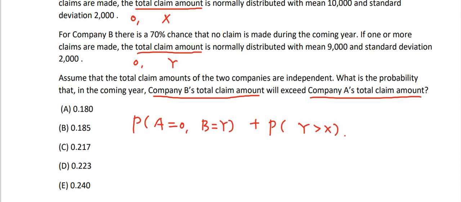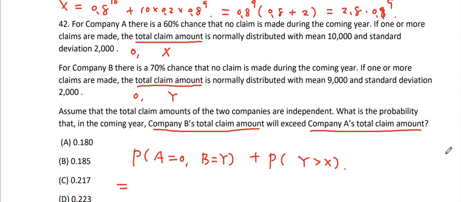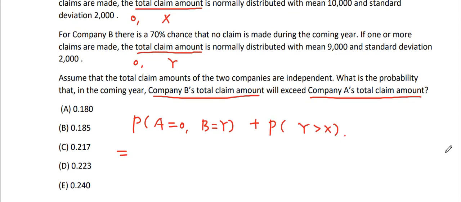So here A equals 0, no claim, is 0.4. So 0.4. So B have some claim, 0.3, right? 70% chance no claims. Oh, I'm sorry, 70% chance no claims, and 30% chance have claim.